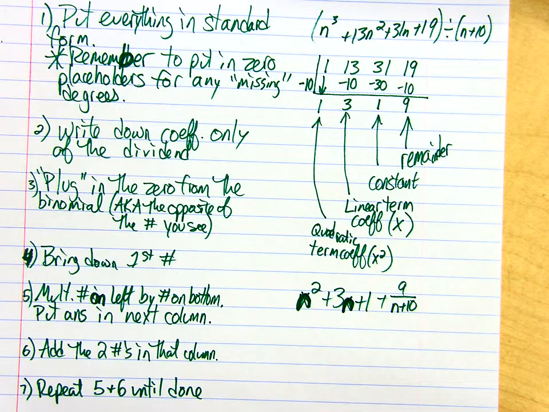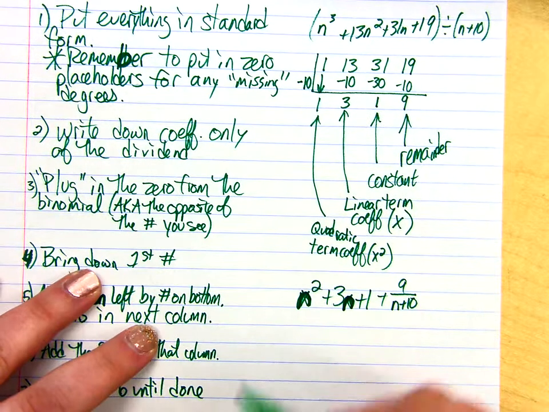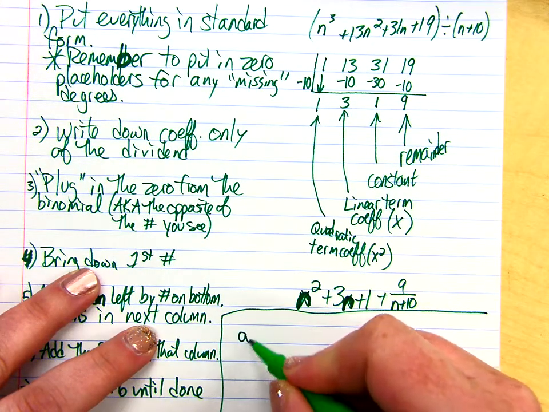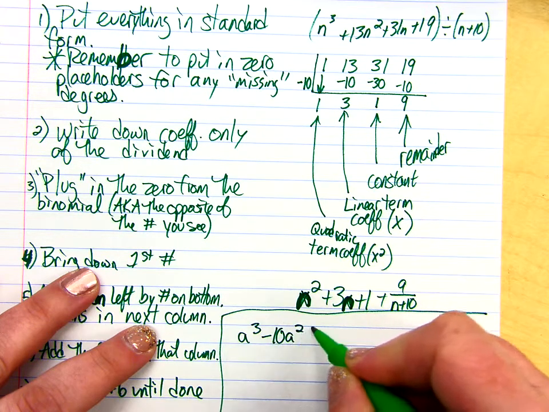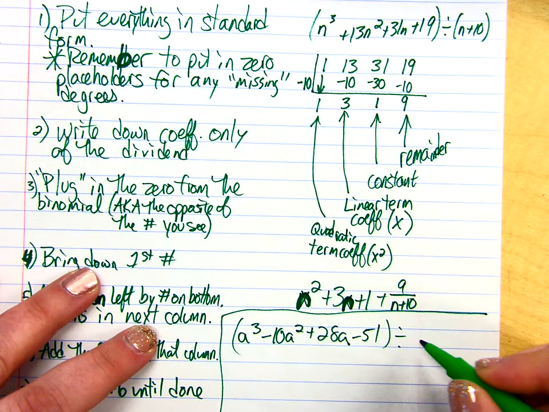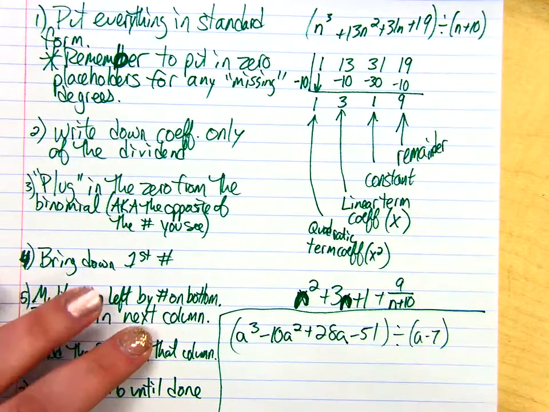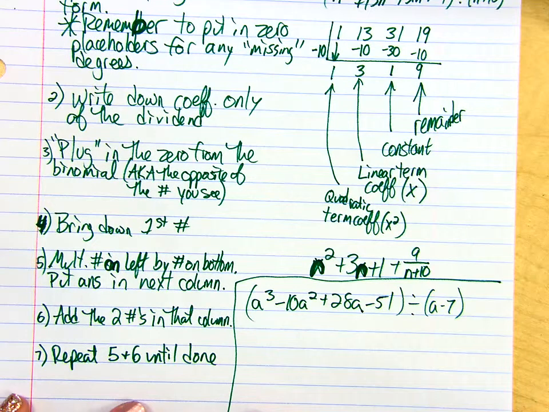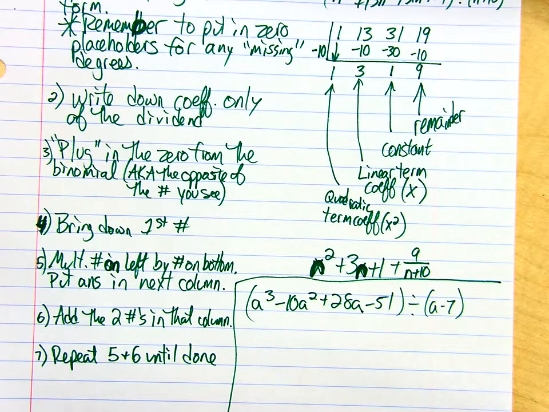Okay, let's try another one. Let's try 8. So 8, you have a to the third minus 10a squared plus 28a minus 51. And we're going to divide that whole thing by a minus 7. So, is it in standard form? Do I need any zero placeholders? If you think you have a good handle on it, go for it. See if you can turn that into a final answer using this cool new method. If you're still a little shaky on it, I'll kind of walk you through it again.